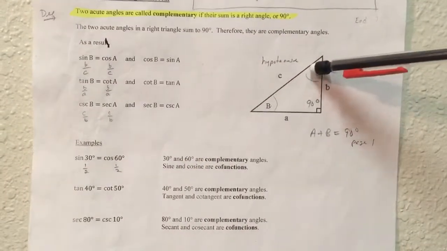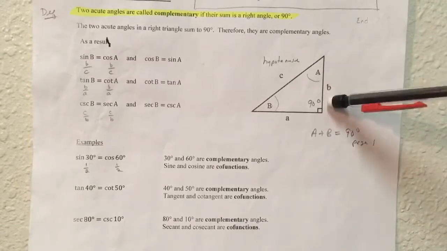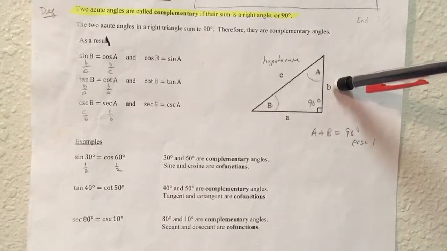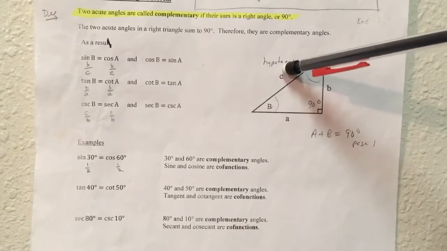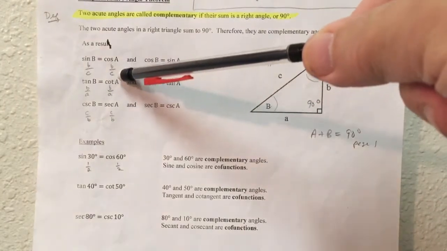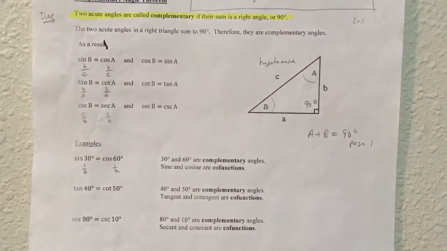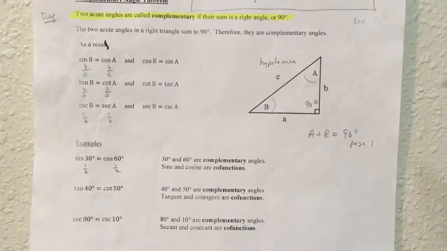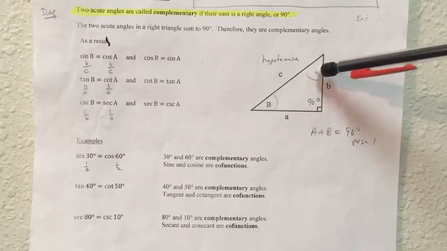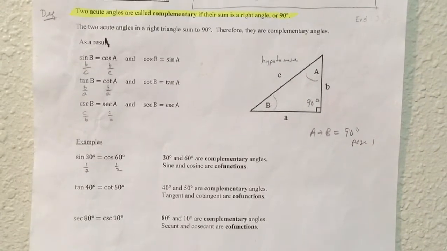The cosine of angle A is the length of the side adjacent to it, which is this side right here, divided by the hypotenuse. And so the length of this side is little b, the length of the hypotenuse is little c, and so the cosine of angle A is equal to little b over c. So sine of angle B is equal to cosine of angle A. And it's also true that the cosine of angle B here is equal to the sine of angle A. We can prove that similarly.